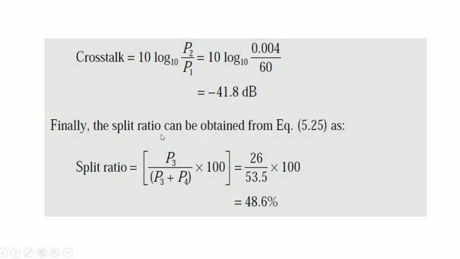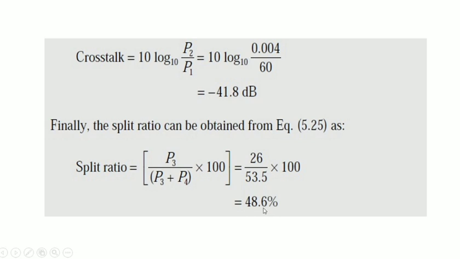Next, the last is split ratio. Split ratio is given by P3 divided by P3 plus P4. If we are representing in percentage, that's why we multiply by 100. It will be 26 divided by 53.5. So we are getting 48.6 for one port, and the other port will be 51.4. If I add these two, we get 100%. You can apply both formulas.